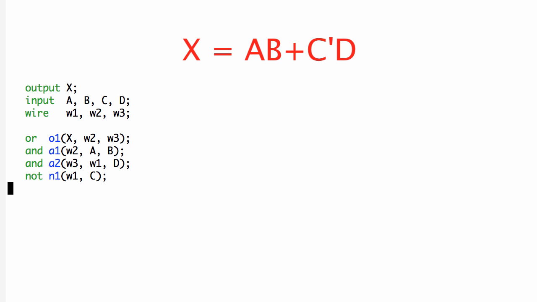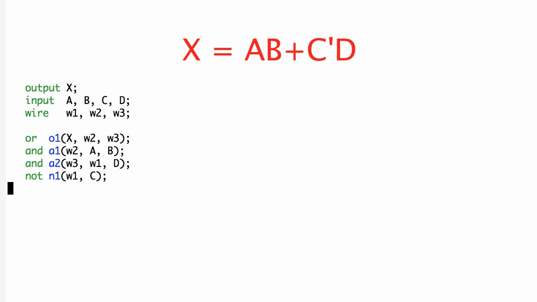By now you're getting very comfortable with the gate instantiation syntax. For example, if we wanted to create an AND gate, we could write code that looks like this. But what if we wanted to do a more complicated expression? For example, x equals A and B or not C and D. We could write the following code using the Verilog that you already know.